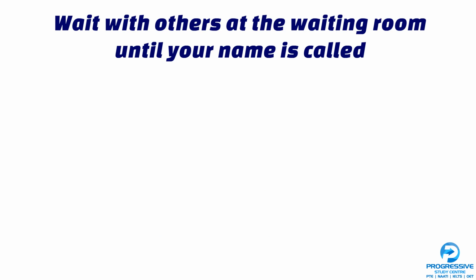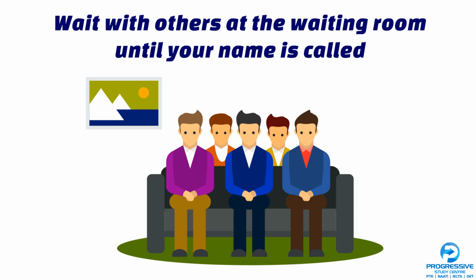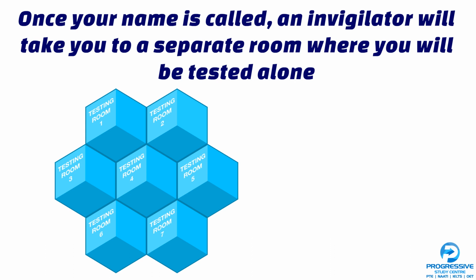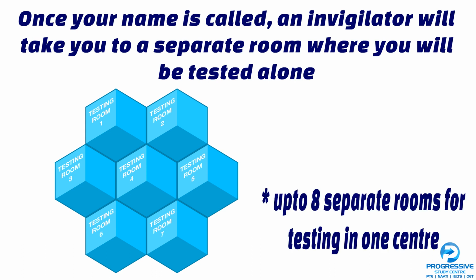Once your identification is validated at the reception, you will have to wait with other test takers at the waiting area. During this wait, do not disturb others and wait for your turn to take the test. When it's your turn to take the test, an examiner will take you to a separate testing room. Inside the room, you will be the only test taker. Only one examiner will be present to proctor the test. Note that there can be up to 8 separate rooms in a center, and you may be assigned any of these rooms.